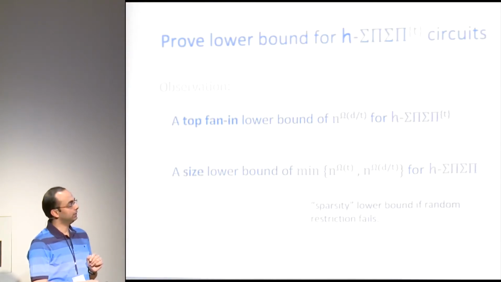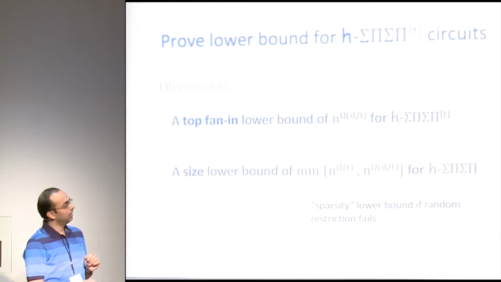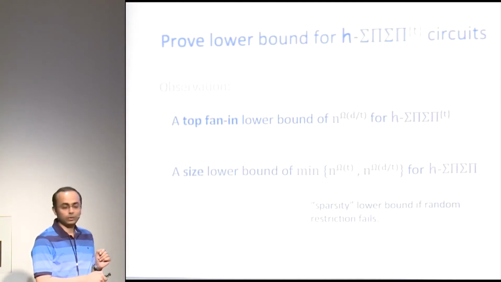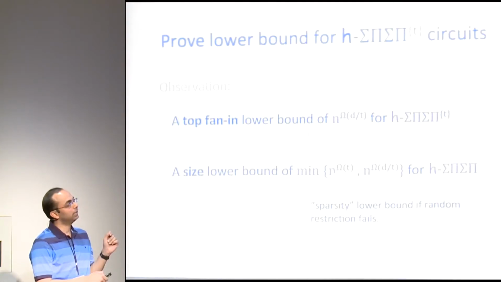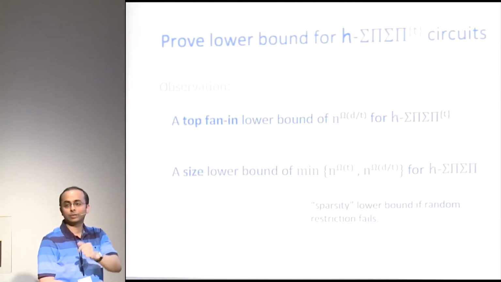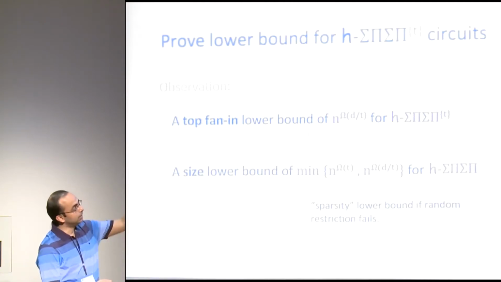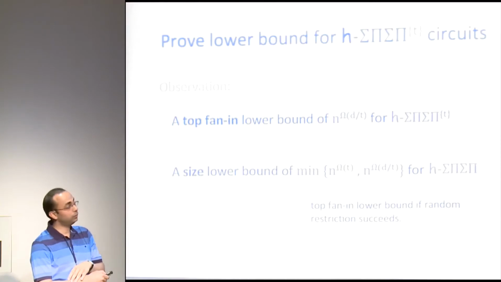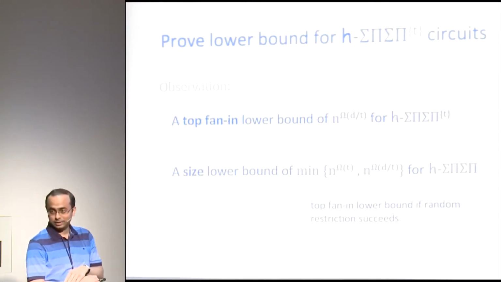I get two things. It's a minimum of two quantities. If random restriction fails, then the circuit is anyway large. How large? We just saw that unless sparsity is greater than n to the epsilon by 2t, random restriction will succeed. So if it fails, I get this lower bound, and if it doesn't fail, I get a top fan-in lower bound. So it would be the minimum of these two quantities that I'm going to get.